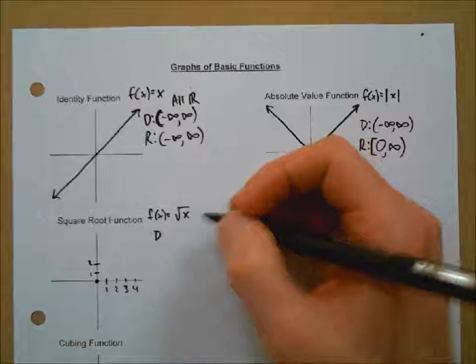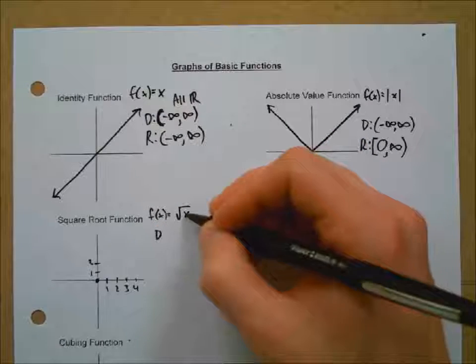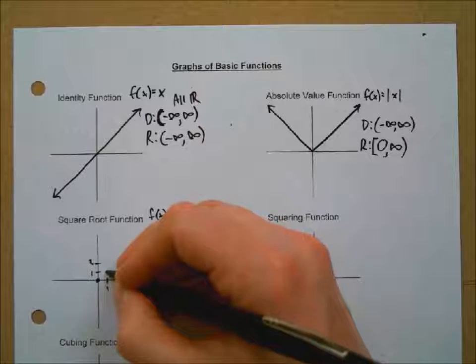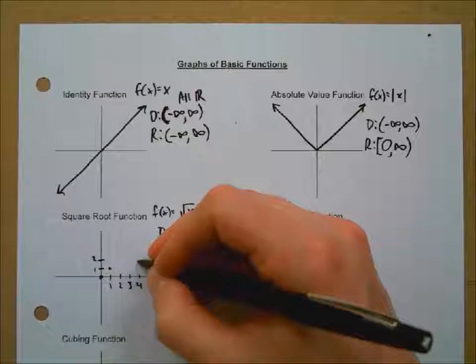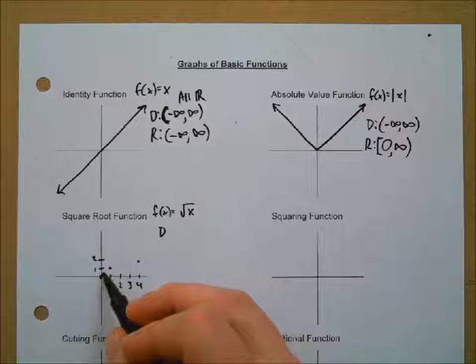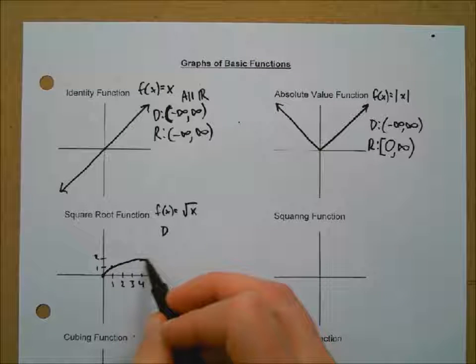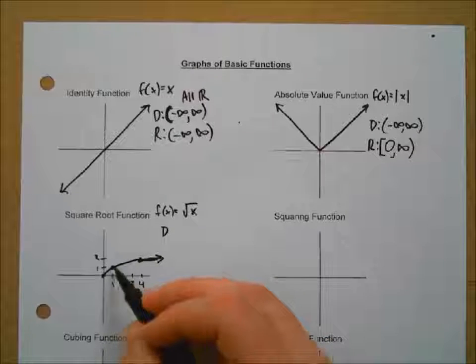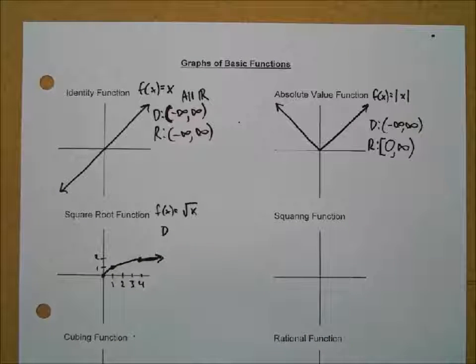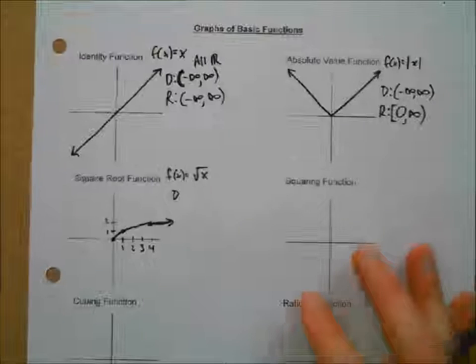Okay, and then we can try 1. Square root of 1 is 1, so we'll do 1, 1. And then 4 we can plug in, right? Square root of 4 is 2. And so our curve's going to look something like that. It will continue to increase, but it's going to decreasingly increase. It's not going to increase by the same amount each time.